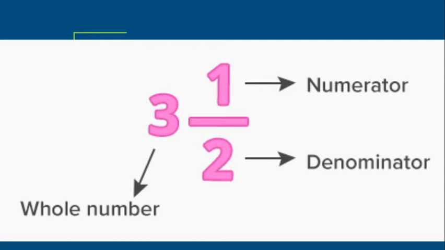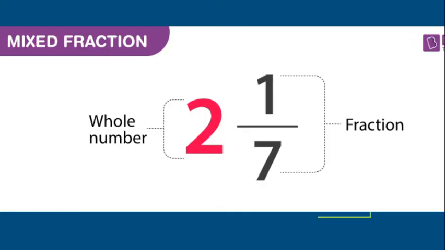So what would be the numerator in this fraction? You're right, 1. What is the denominator in this fraction? Yes, 2. So what is the whole number represented in this fraction? Good, 3. Let's take a look at another mixed fraction. Can you say this fraction without my help? Good, 2 1/7. The whole number is 2, and the fraction is 1/7.